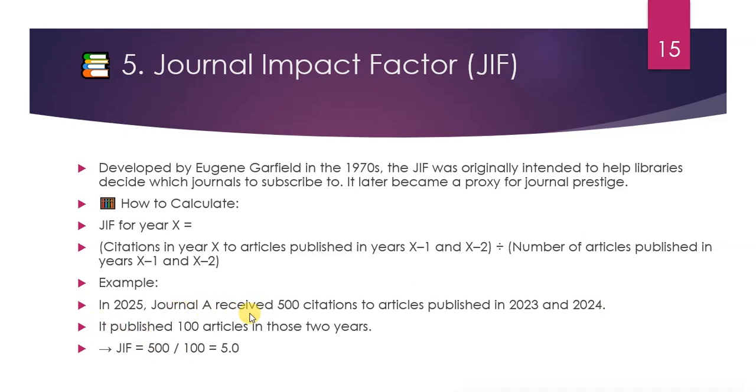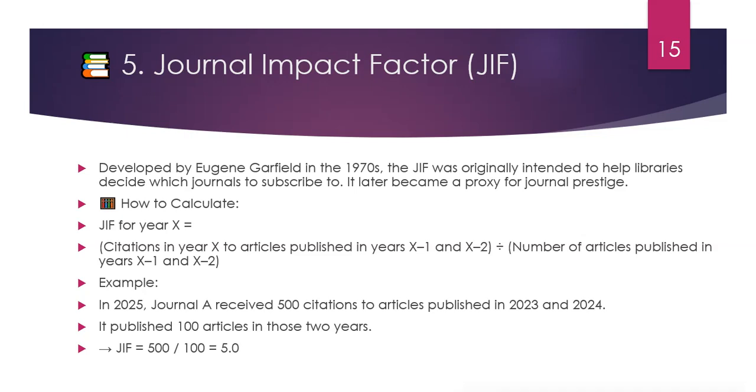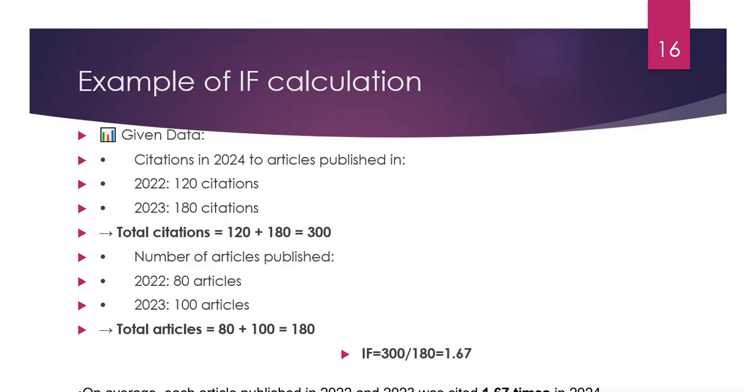So for example, the total number of citations is 500 and the total number of articles is 100. So IF will be 5, and it means on average each article published in the journal in 2023 and 2024 was cited 5 times in 2025. Yes, 2025. Another example is presented here.